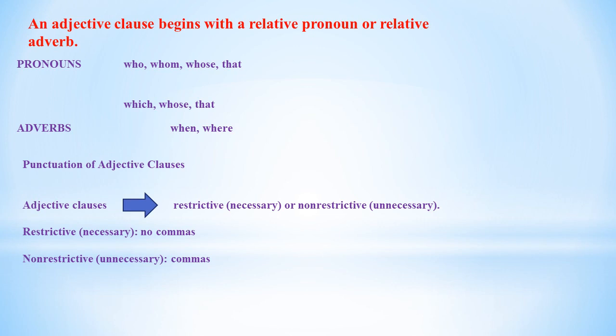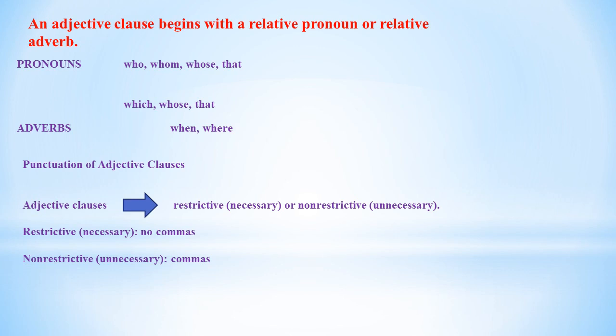Restrictive, necessary, no commas. The professor who teaches my biology class won a Nobel Prize 2 years ago. Which professor won a Nobel Prize 2 years ago? The clause who teaches my biology class is necessary to identify the professor. He won the prize for research that might lead to a cure for AIDS. For which research did he win the prize? We need the clause that might lead to a cure for AIDS to tell us.